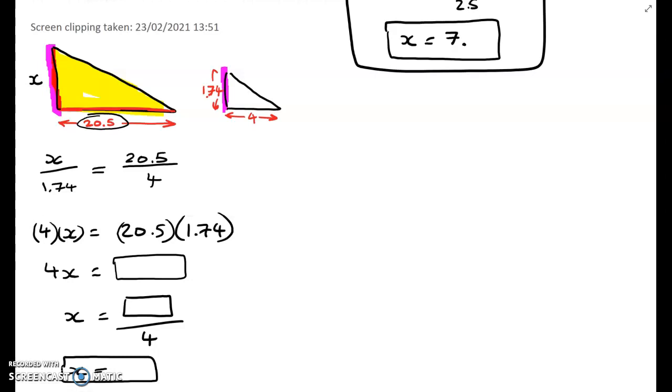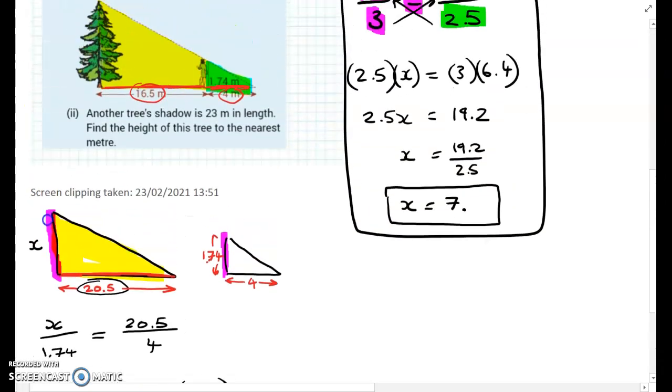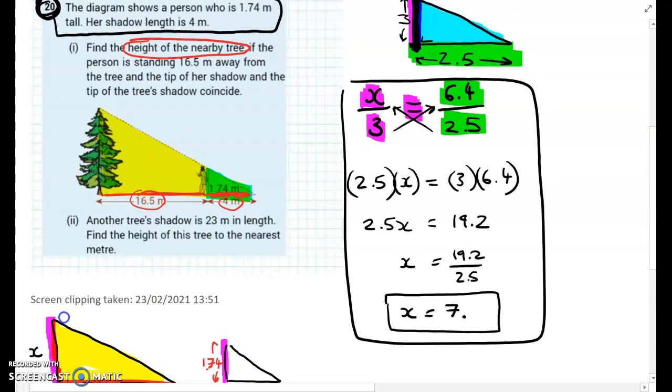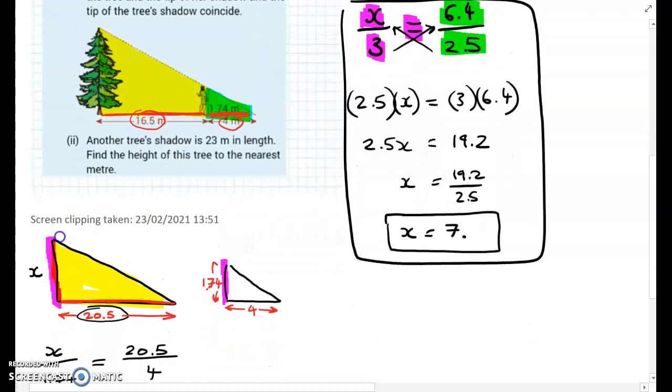20.5 multiplied by 1.74 gives you 35.67. And then 35.67 divided by 4 is 8.918. Now, does it say to round it off? Find the height of the machine. No, it just says that's it.